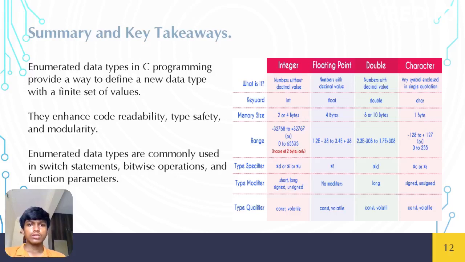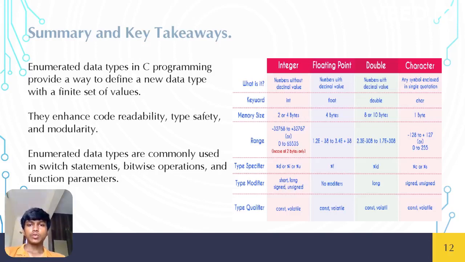And the summary and key takeaways are: for integers, or numbers without decimal values, the keyword is int and the memory size is 2 or 4 bytes. For floating points, or numbers with decimal values, the keyword is float and the memory size is 4 bytes. For numbers with decimal values of double precision, the keyword is double and the memory size is 8 to 10 bytes. And for characters or any symbols enclosed in single quotation marks, the keyword is char and the size used is 1 byte.